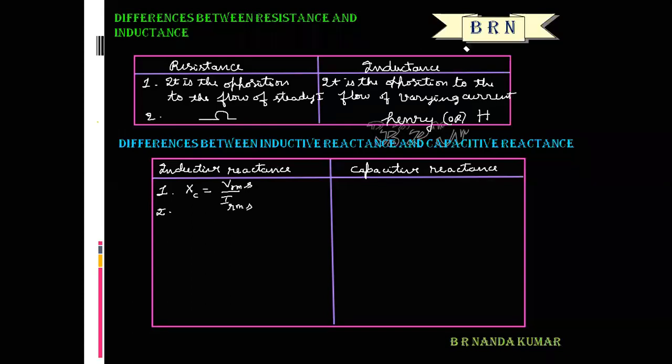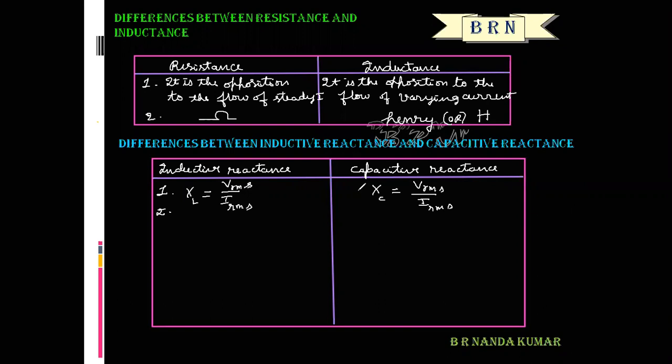The symbol of inductive reactance is XL. The capacitive reactance is XC, which is equal to V RMS divided by I RMS.